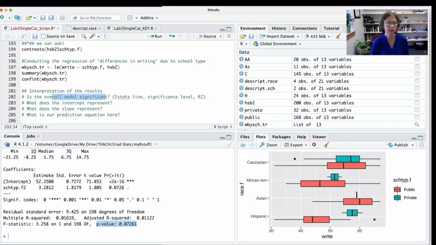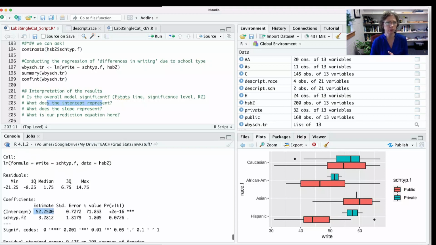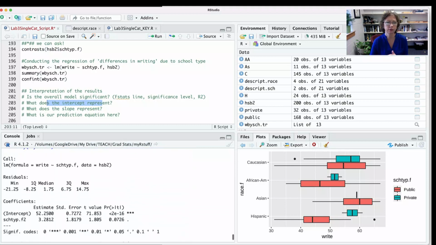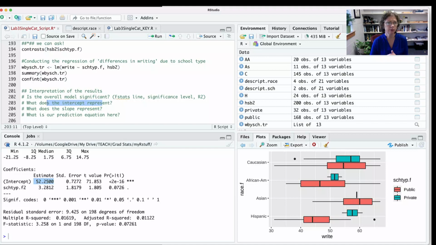No, it's greater than 0.05. What does the intercept represent? That's this number right here. It's referring to the mean of your referent. Who's our referent? The one coded 0. So public schools are the referent. The mean of the referent is 52.25, the mean of writing proficiency.